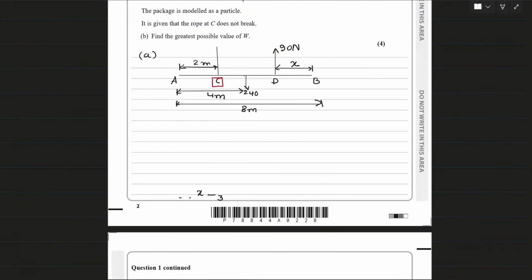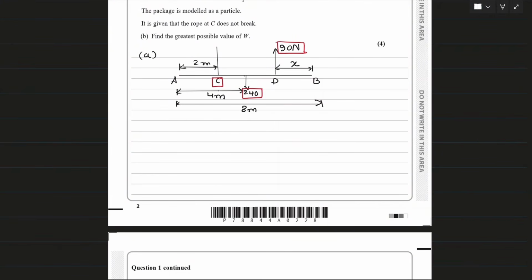If we take moments at the point C, we have to take into account our force of tension. We have to also take into account the force of weight. So when we consider the moments due to the 90 Newton force and due to the 240 Newton force, we will see that in our moment equation, we will have x as a variable, x as an unknown. From that equation we can find the value of x. So this is the plan here.